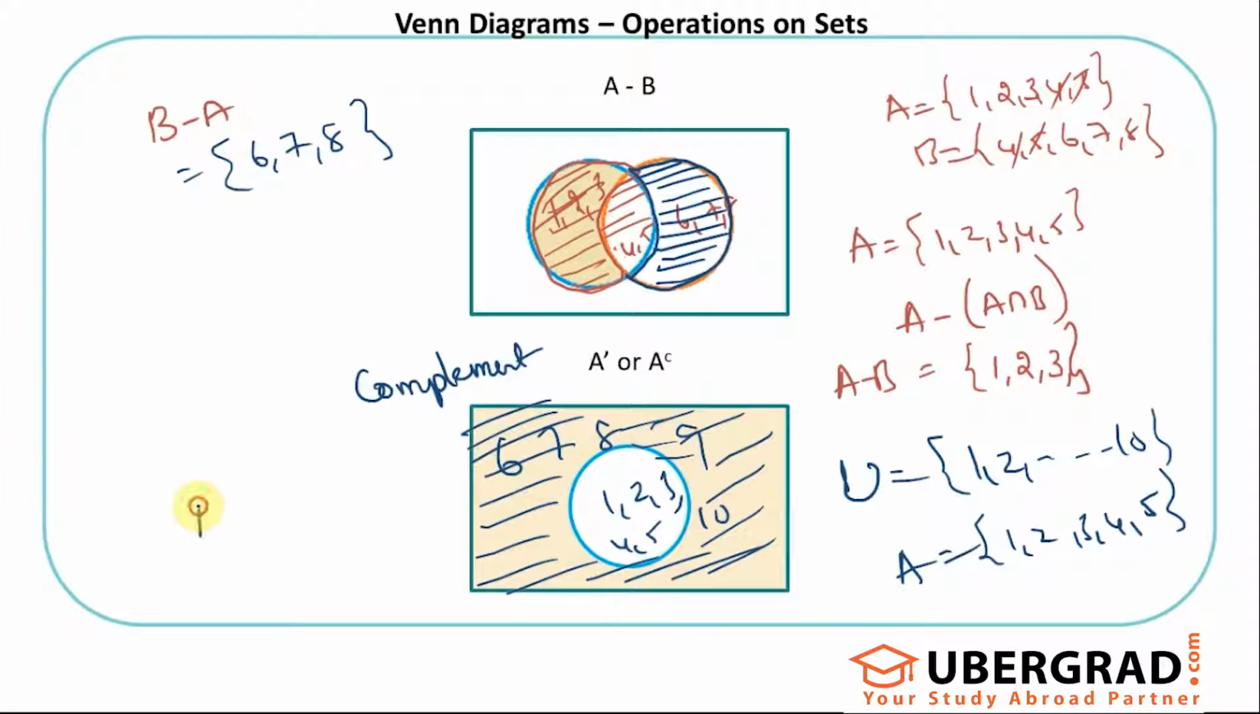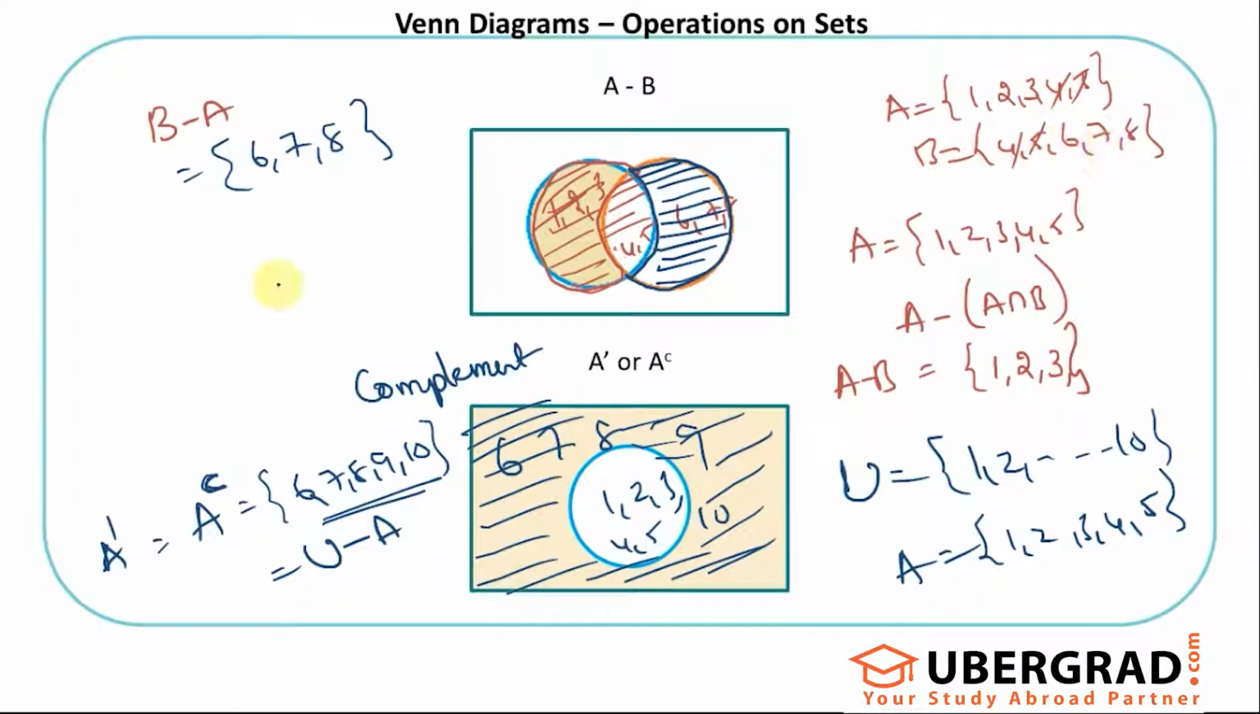What is the complement of A? We write it like this. A complement is 6, 7, 8, 9 and 10. Universe minus A, that's how you understand it. It is also denoted by A dash or A superscript C. Basically, we have to remove from the universe all the elements of A, and whatever is left out is the A complement. Similarly, for the B complement, remove the B elements from the universe.